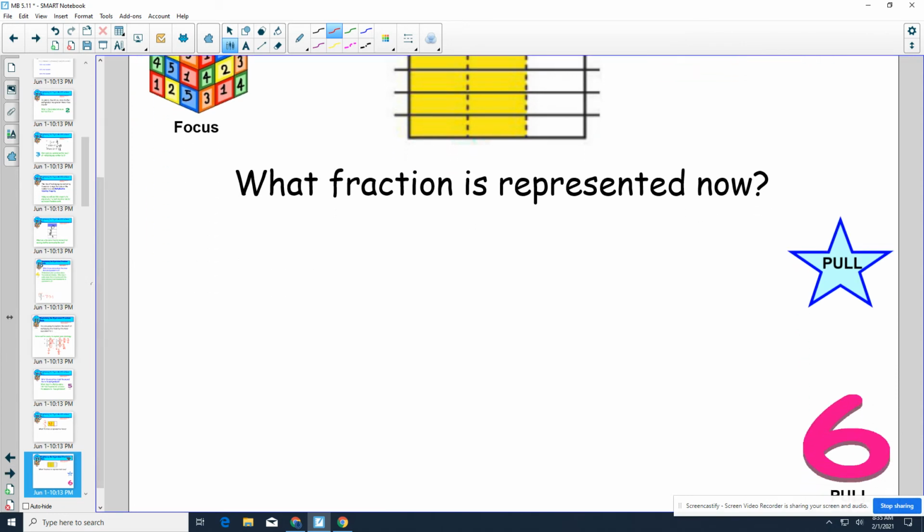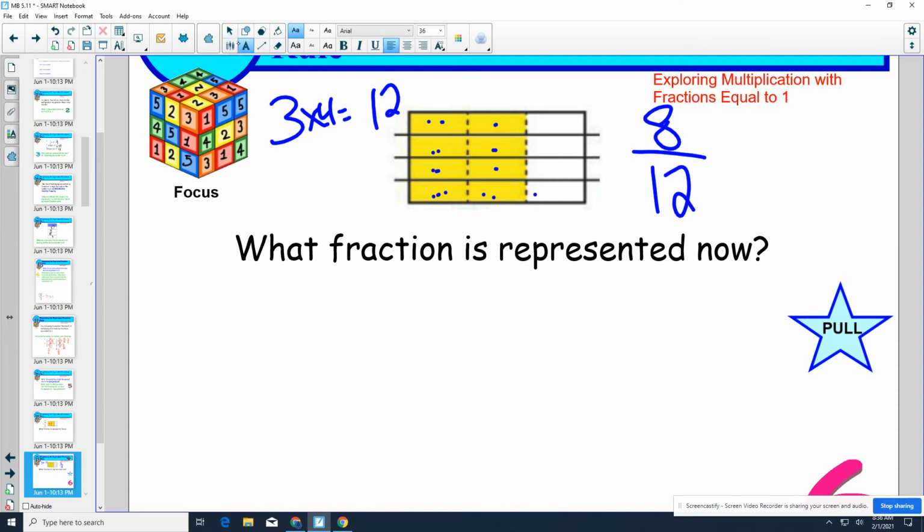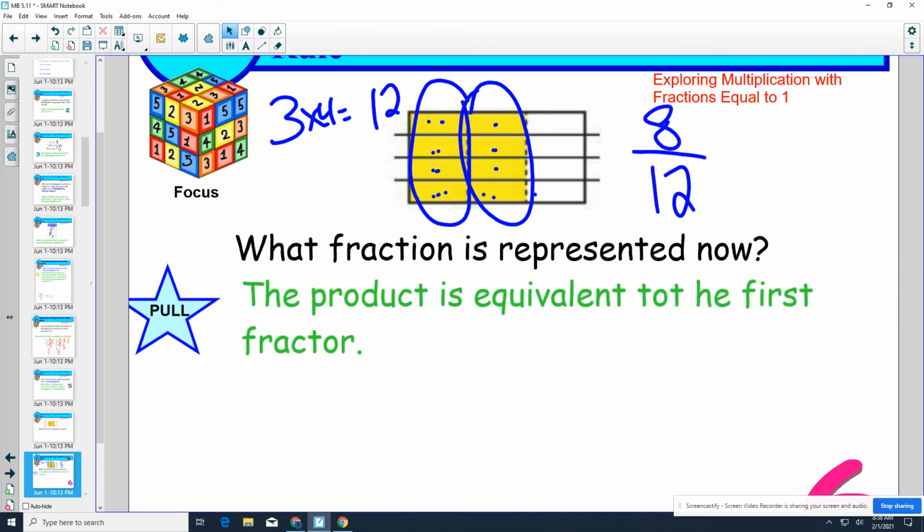Okay, so let's look at the fraction we have here. Let's look at my total pieces. I have 1, 2, 3, 4, 1, 2, 3. So I could do 3/4, which is 12 total. So I have 12 pieces. Now I have 1, 2, 3, 4, 5, 6, 7, 8 shaded pieces. So 8/12 is what it represents. Or you could even, if you wanted to, divide both of them by 4 and get 2/3, which you can see here. Here's 1/3, 2/3, and then the third part is not shaded in. So the product is equivalent to the first factor.